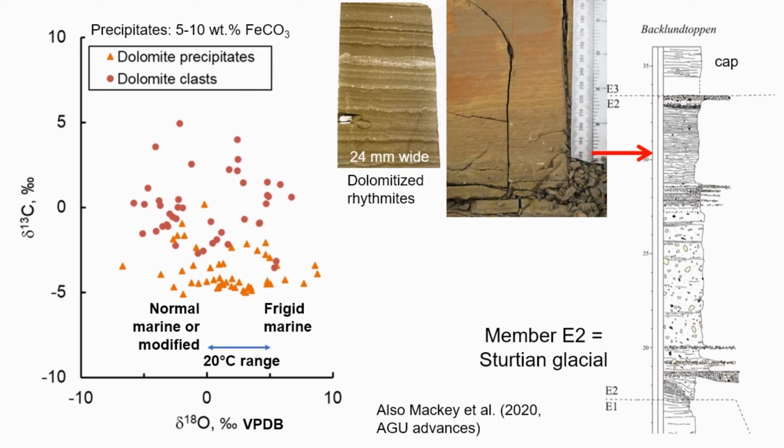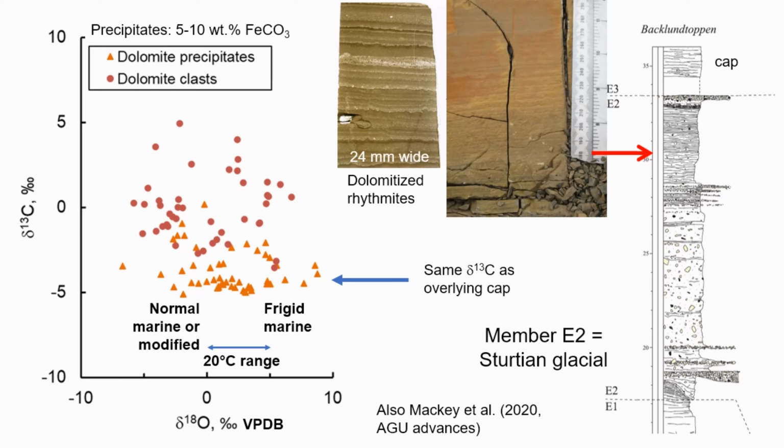The iron-rich precipitates, shown by the triangles, are mostly -4 to -5 in carbon isotope composition. This is the same composition as the cap, and suggests that the synglacial dolomites are just as valid an indicator of seawater carbon isotope values as the cap is.